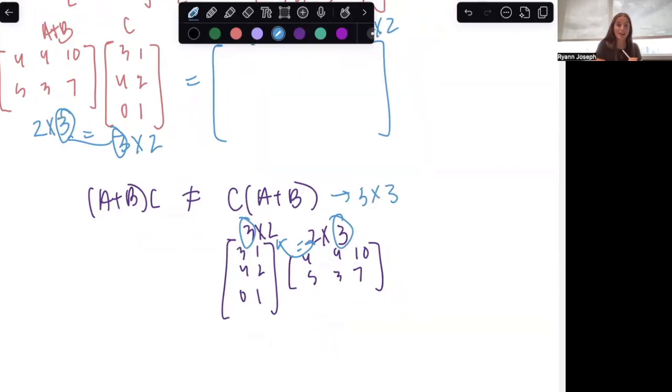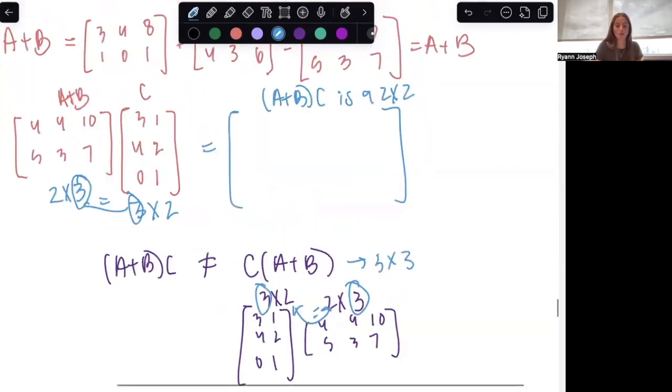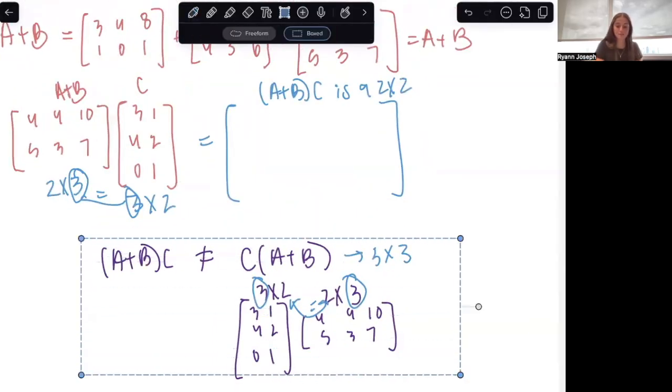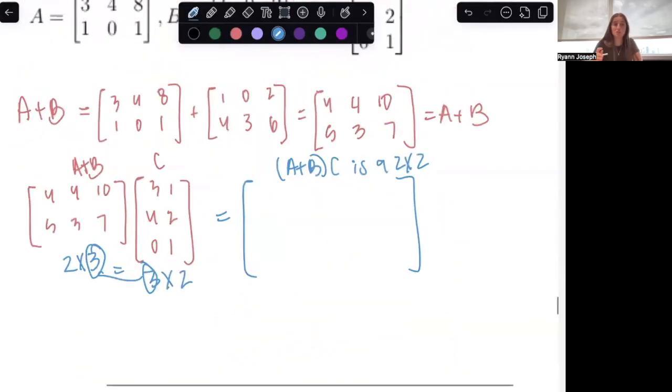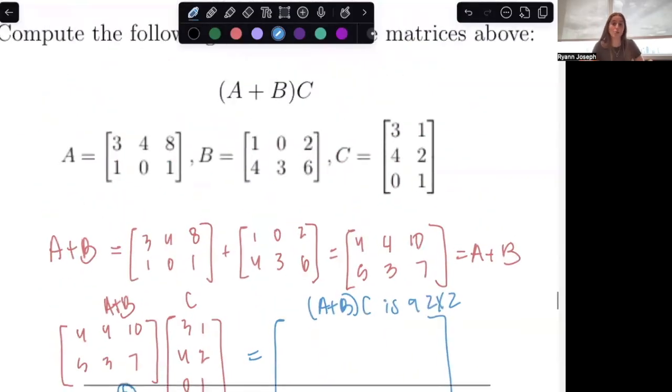So if you did this instead, you would be wrong. Just understand the order that you do things matters. We usually say, when we're multiplying by a matrix, we have to say we're multiplying on the right or we're multiplying on the left. For example, for this, I would say I'm multiplying A plus B on the right by C. If it's the other way, we're multiplying A plus B on the left by C.